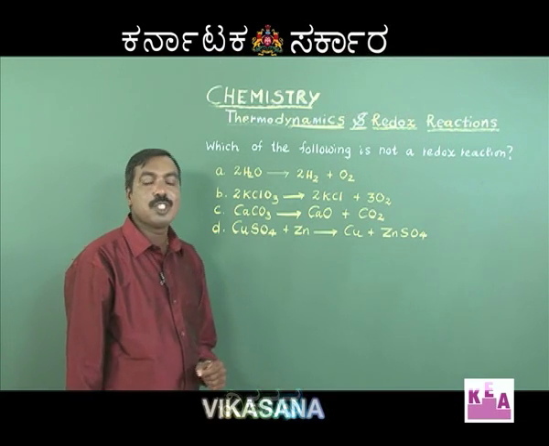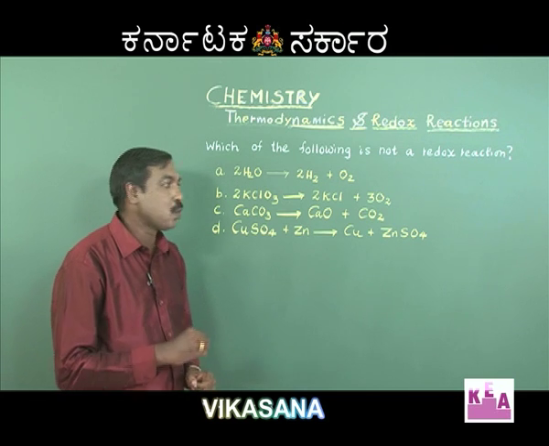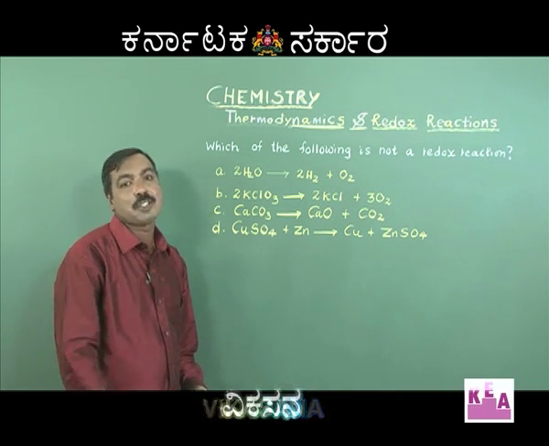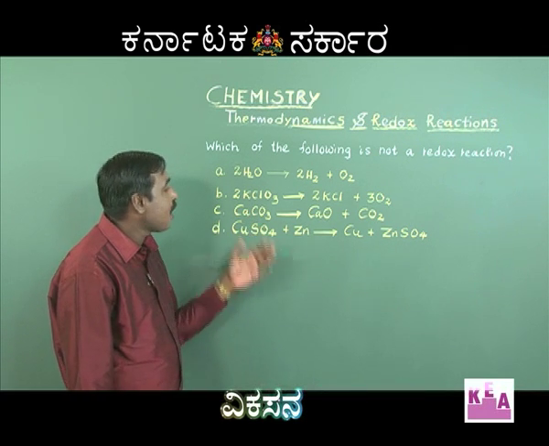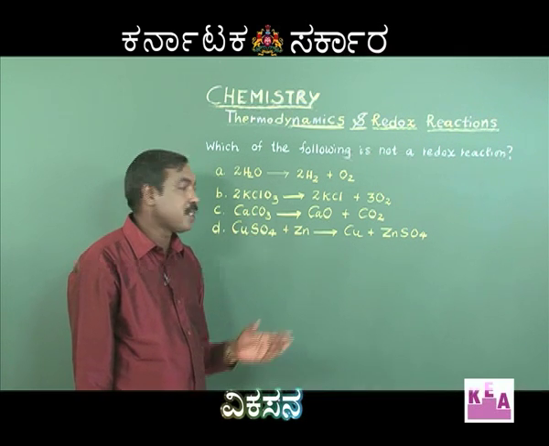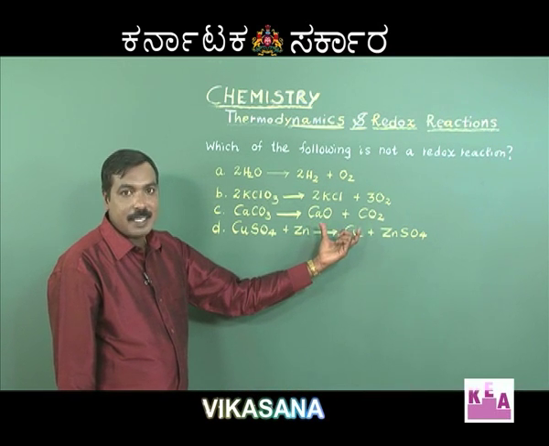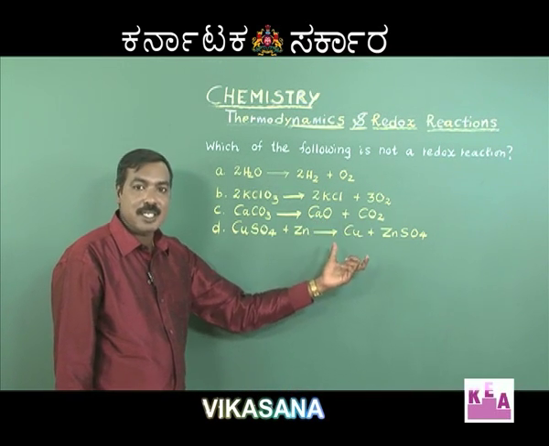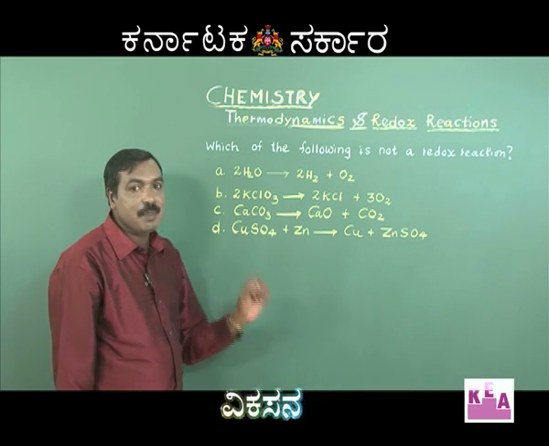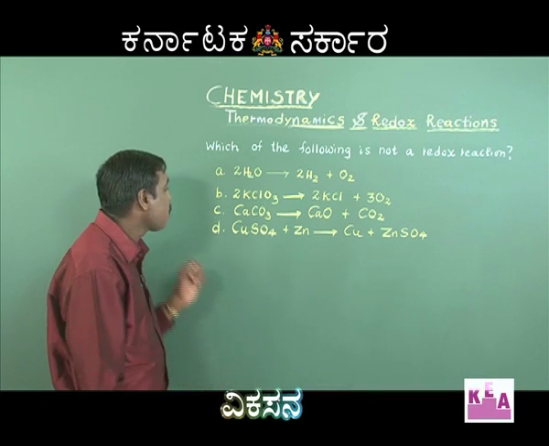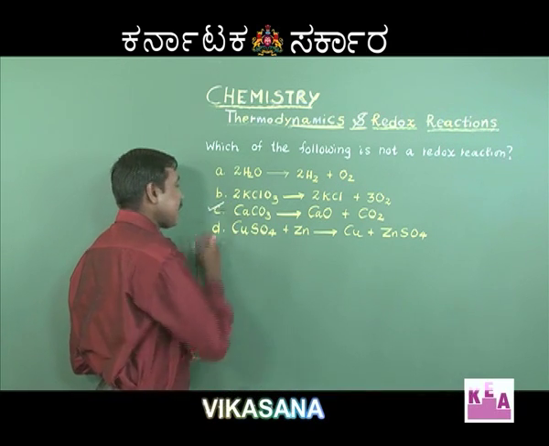Potassium chlorate undergoes decomposition to form KCl and O2. Oxygen is in the elemental state. It is a redox reaction. Calcium carbonate undergoes decomposition to form CaO and CO2. Neither of them is in elemental state, therefore it cannot be a redox reaction. Therefore, I would say option C is the right answer.